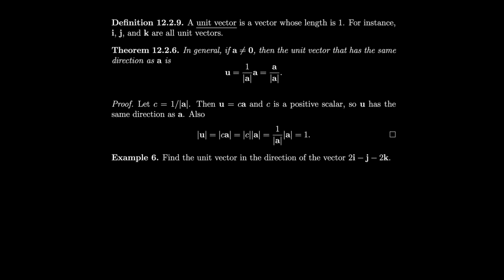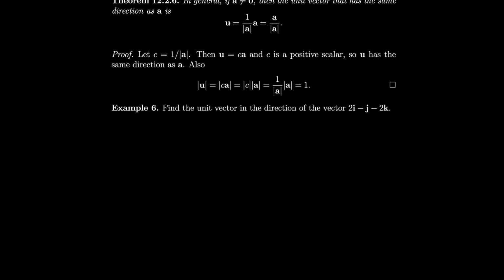So let's show that the unit vector has length 1. Well, we've got the length of u equal to the length of c times a, because that's what we said u is equal to. So we can say that the length of c times a is just the absolute value of c times the length of a. And then the absolute value of c is just 1 over the length of a, as we said what c was. And times the length of a, that just cancels and gives you 1.